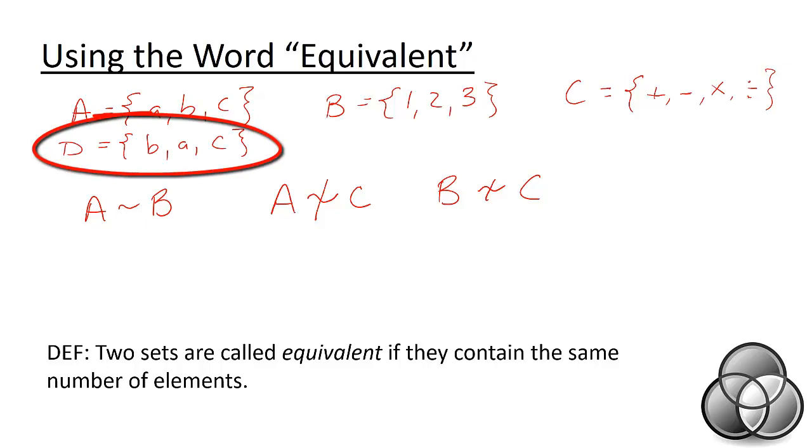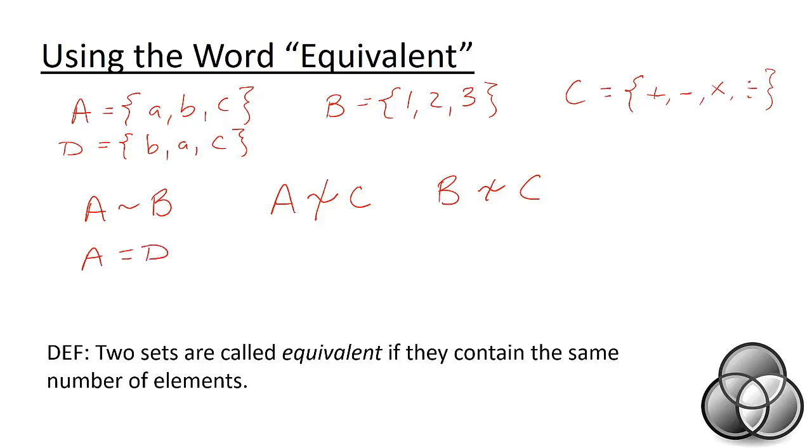Now suppose we had a fourth set here, D, where I'm just going to switch the order of our letters, so we have B, A, C. Now we could write A is equal to D, and we could write that A is equivalent to D because they share the same number of elements. However, mathematicians tend to prefer the use of the equal sign here over the equivalent sign. That's because the equal sign carries a bit more information. The equal sign tells us that we know they have the same number of elements and that the elements are actually the same.